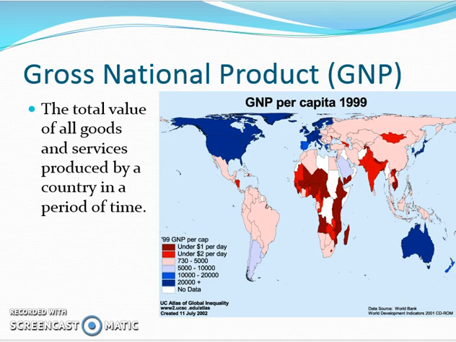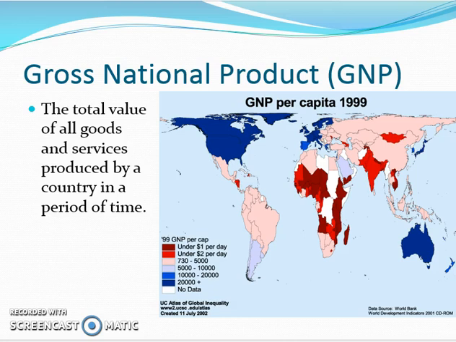That's the total value of all goods and services produced by a country in a period of time. And that includes stuff produced outside the country. For example, if there's an American company with a factory in China, the money made by that factory would count towards the gross national product of the United States. So it's anything produced by the United States anywhere in the world.